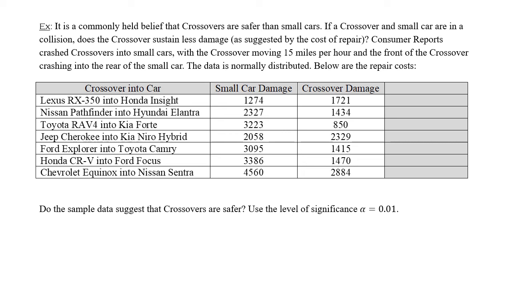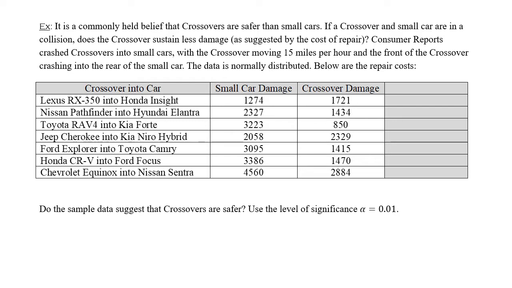Let's walk through an example. It is a commonly held belief that crossovers are safer than small cars. If a crossover and a small car are in a collision, does the crossover sustain less damage, as suggested by the cost of repair? Consumer Reports crashed crossovers into small cars, with the crossover moving 15 miles per hour and the front of the crossover crashing into the rear of the small car.